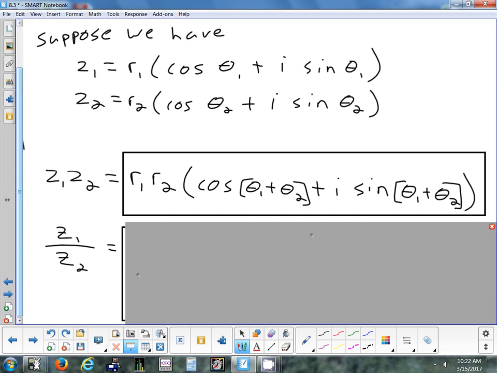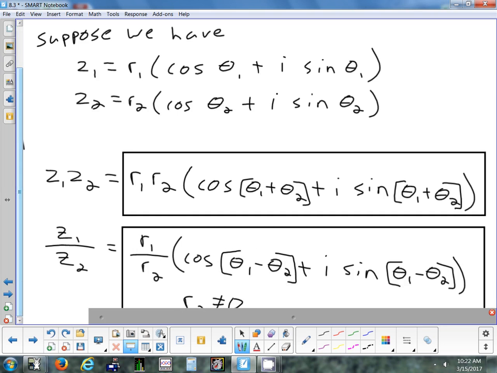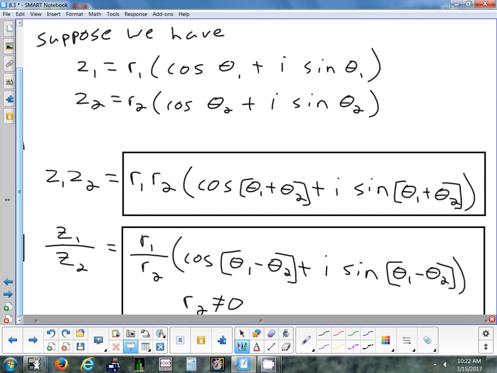Now, dividing numbers in trig form follows kind of the same pattern. Anyone think they know what we would do with R1 and R2 when we're dividing? We would divide them, and we would subtract the angles. Okay, so to divide complex numbers in trig form, instead of finding the conjugate and foiling and doing all that stuff we just did, this is all you have to do. Divide R1 and R2, subtract theta 1 and theta 2. Again, I'm assuming that R2 is not 0 because you can't divide by 0.